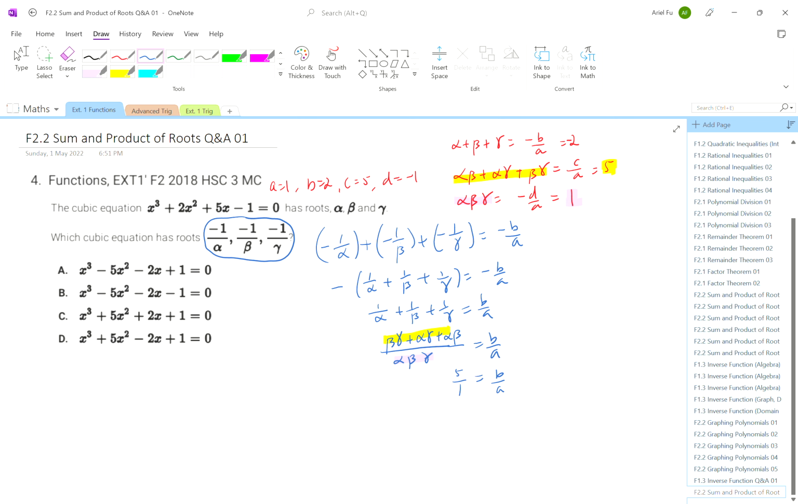That means I want b to be a positive b. So I want b to be +5. That means it's either this one or this one. I can then cross out a and b. Now looking at c and d, the only thing that I see is different is the +2 or -2.